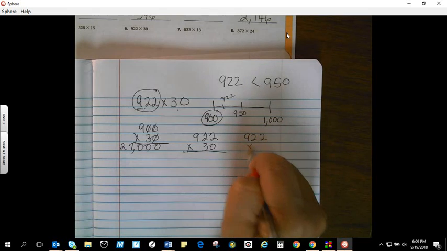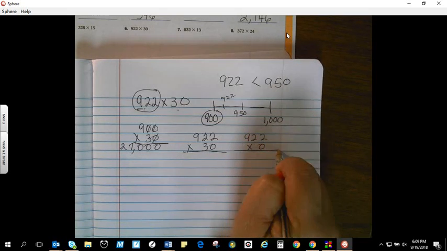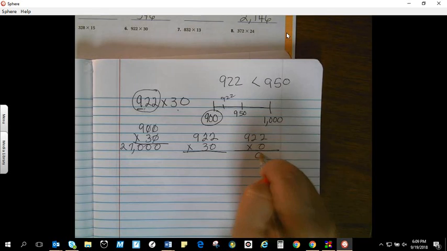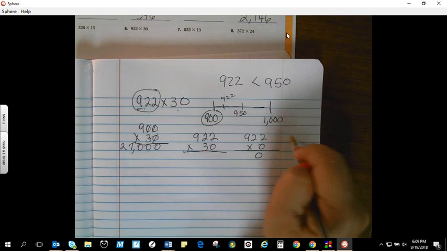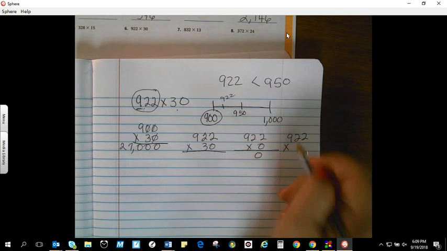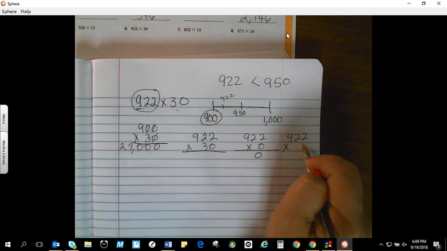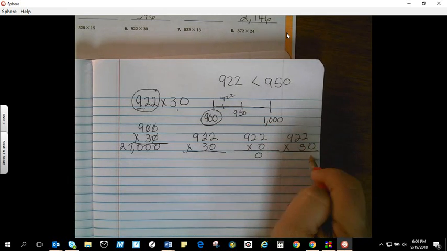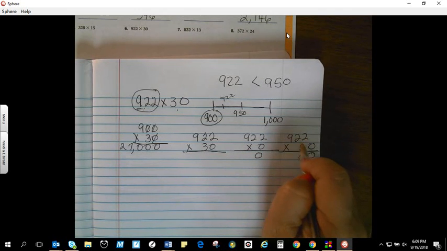Well, I have 922 times 0, which is going to be just 0. And then I have 922 times 30. And then here I'm going to bring out my 30, bring down my 0. 3 times 2 is 6. 3 times 2 is 6. 3 times 9 is 27.